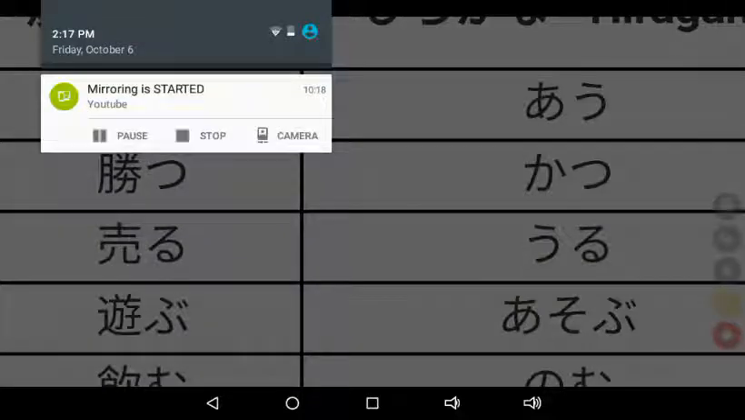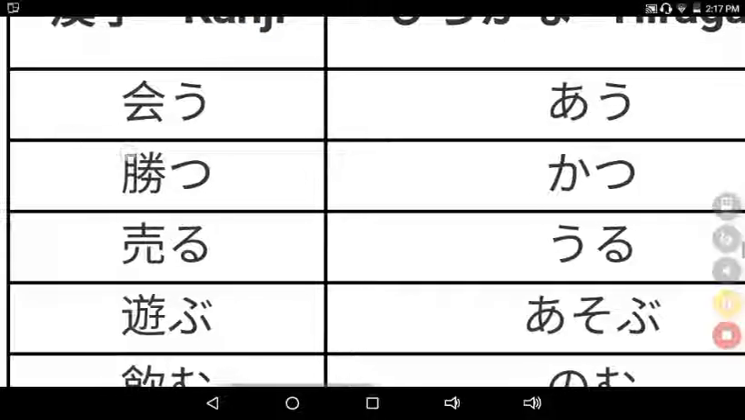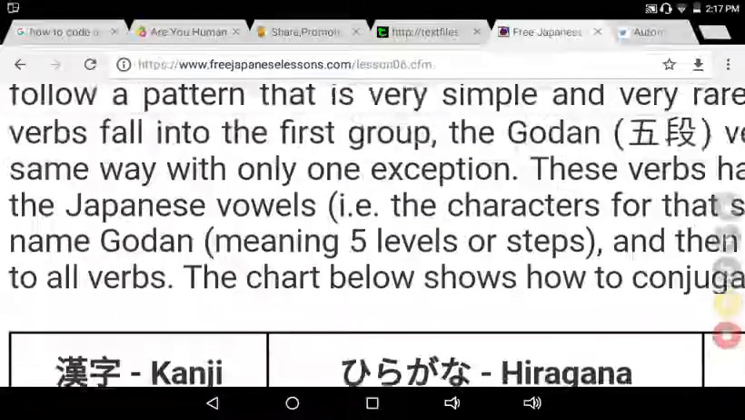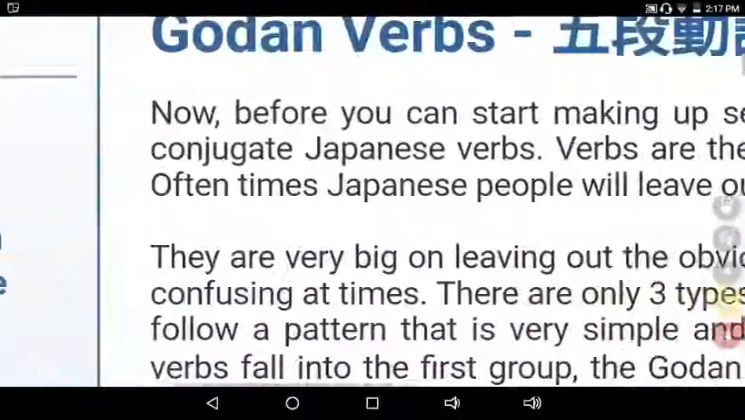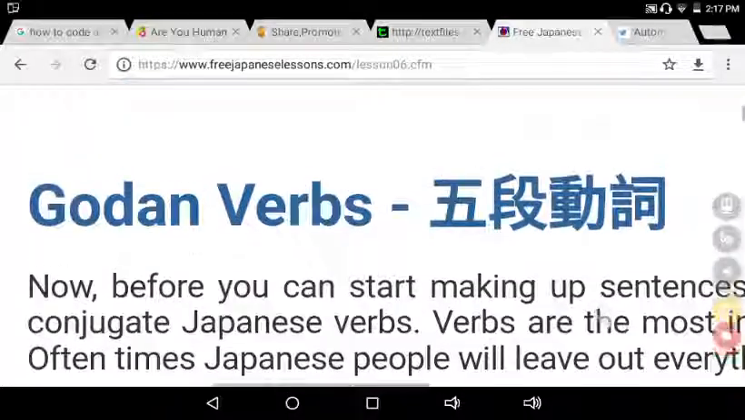So, alright, I've been on here for about 10 minutes. We did lesson 6. Good thing the website's back up. Yay! We just did the lesson for Godan verbs.